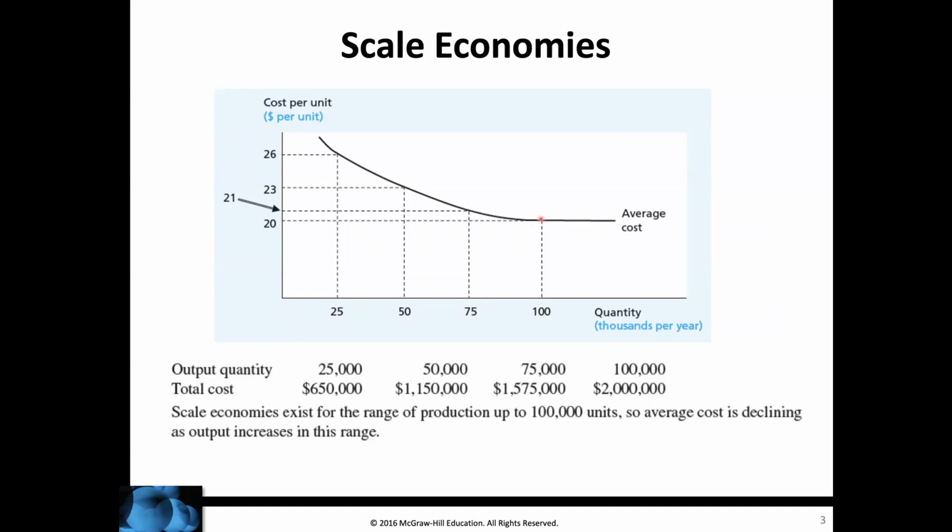But once we hit 100,000, it doesn't continue to decline as much. So average cost is declining as output increases in this range.